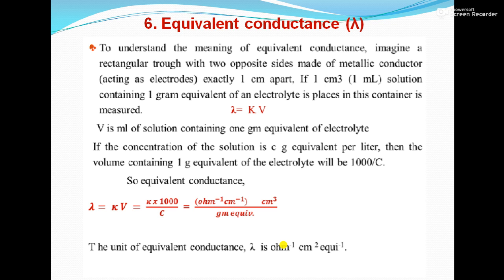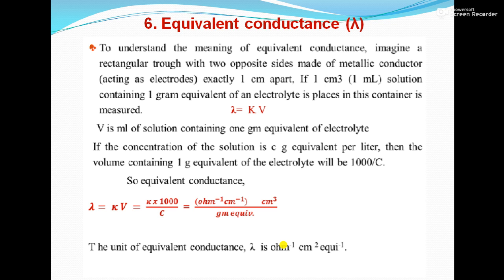So simply you have to remember, if the concentration of the solution is C gram equivalent per liter, then the volume containing 1 gram equivalent of the electrolyte will be 1000 upon C. So lambda is given by K into V. V is nothing but 1000 by C. So K into 1000 divided by C.